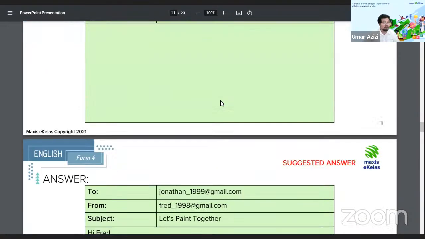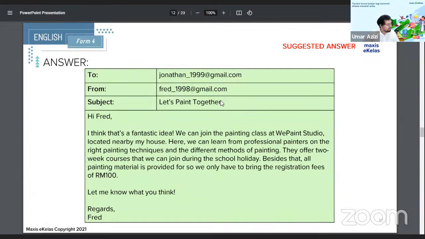Now it's 5:24, we have 6 minutes left. Here is a sample answer that I'll share with you. So again, we got it right now. So to Jonathan from Fred, because you're writing as Fred. Subject, let's paint together. So the hobby we chose was painting. I think that's a fantastic idea. We can join painting class at We Paint Studio, located nearby my house.